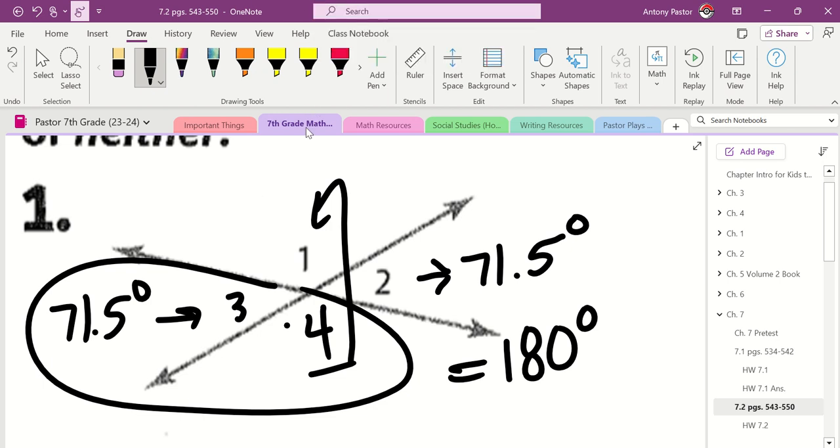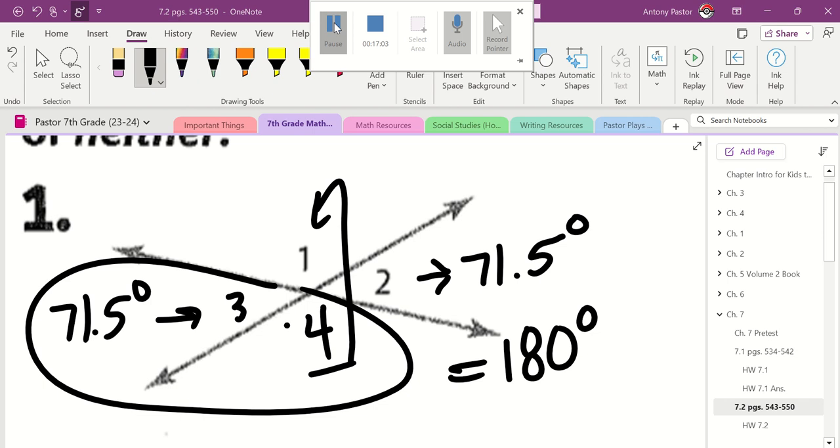How many groups? Oh, some groups weren't done. Back group, you guys aren't done, right? You are done? This group done yet? No. Okay, so I'm going to pause the recording.